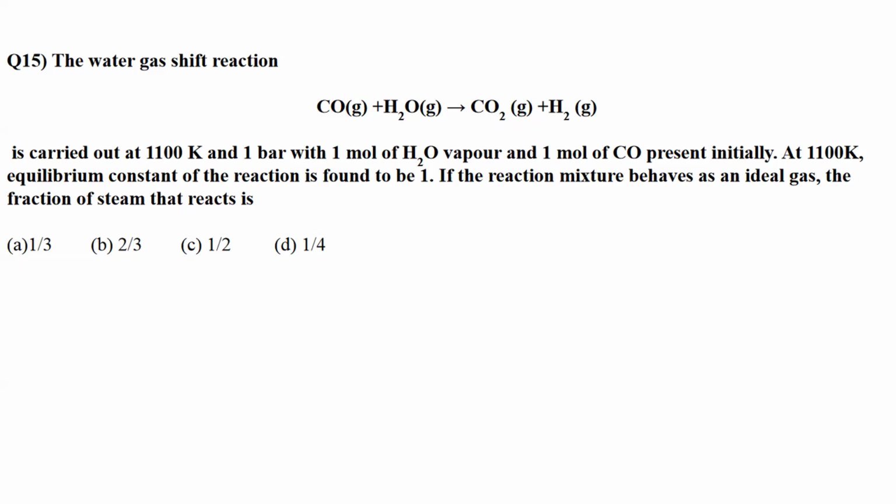So, as we were doing, CO, H2O, CO2 and H2. So, what comes: CO 1 mole and H2O 1 mole, 0, 0. The equilibrium constant of the reaction is found to be equal to 1. So, K equal to 1. If the reaction mixture behaves as an ideal gas, the fraction of steam that reacts is.